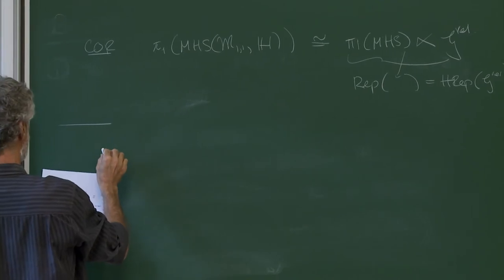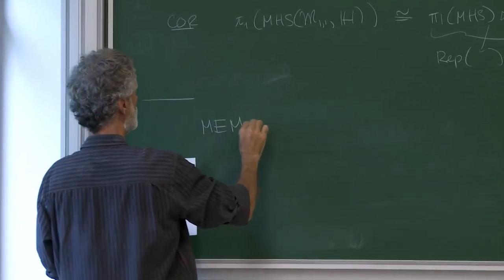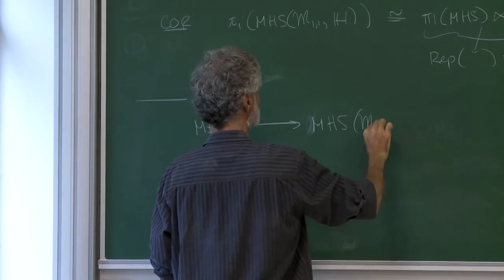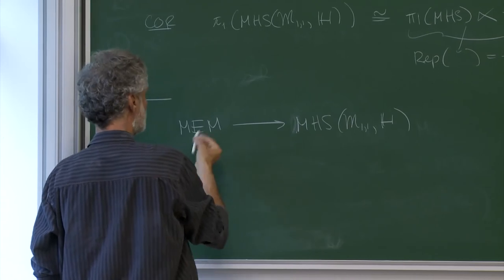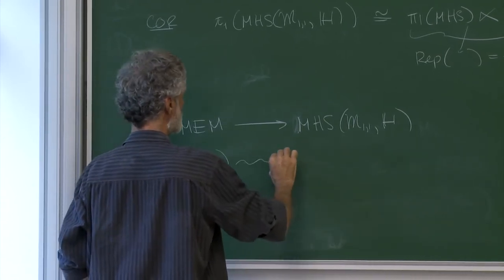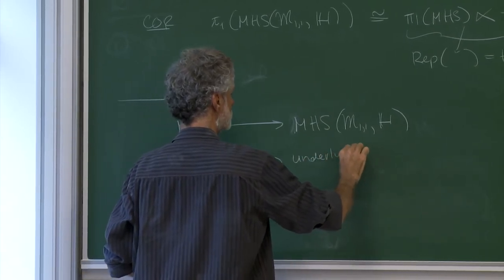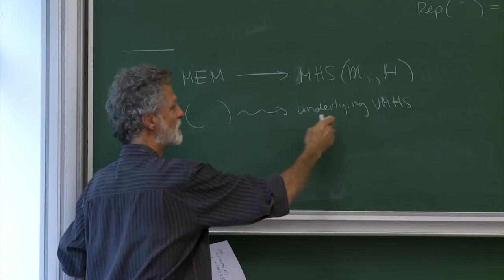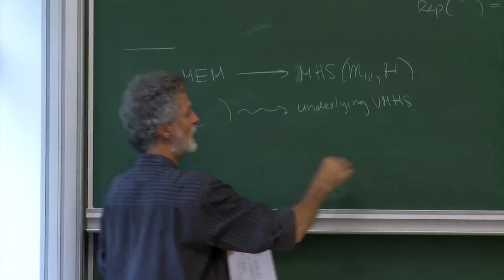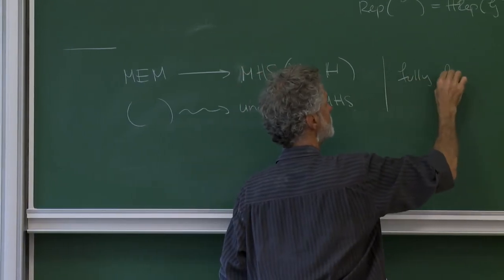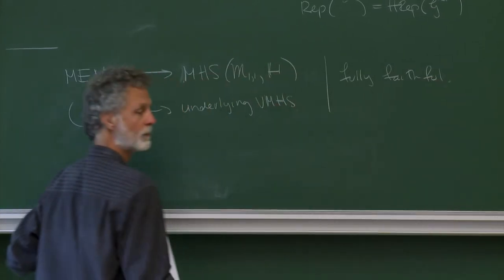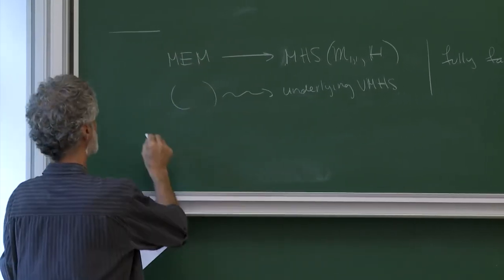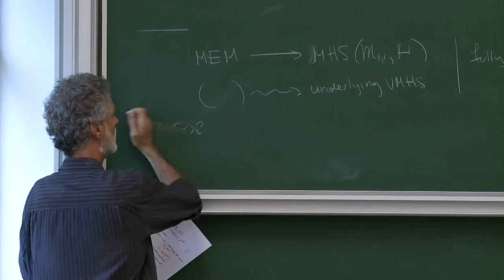All right, so now here's an observation: we can take MEM and take a mixed elliptic motive. It's just going to go to the underlying variation of mixed Hodge structure. And now, if we use the fact that the Hodge realization of a mixed Tate motive is fully faithful, you can see this is fully faithful. And so another corollary of this, which I've written down as a theorem in the notes, I'll put on the next one.